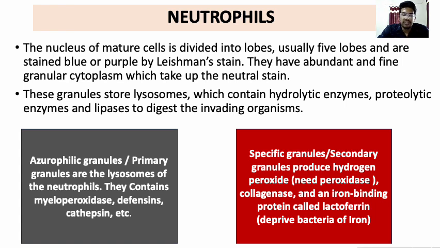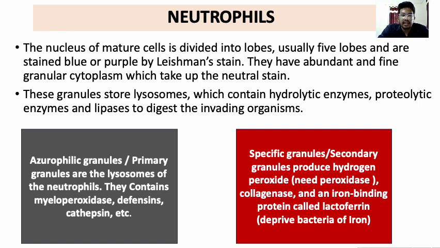If you see the neutrophils, one of the most important types of WBCs, the nucleus of the mature neutrophil is divided into lobes, and usually there will be 5 lobes, stained blue or purple by the Leishman stain. They have abundant, fine granular cytoplasm which takes up the neutral stain. That's why, neutro means they take the neutral stain, and because of this no specific color will be seen.